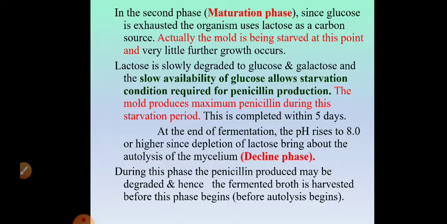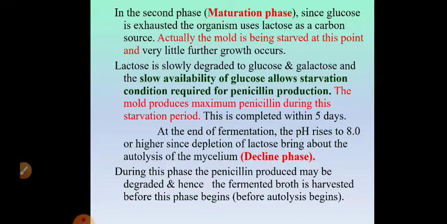Lactose being a disaccharide is slowly degraded into glucose and galactose. And slow availability of glucose allows the starvation condition that is actually required for penicillin production. The mold produces maximum penicillin during the starvation period, and the starvation period is completed within 5 days. Okay, so maximum growth occurs in 1 to 2 days when glucose is available. As soon as the organism shifts to lactose as a carbon source, there occurs a starvation period and the mold starts producing penicillin. Okay, this phase is completed in 5 days.